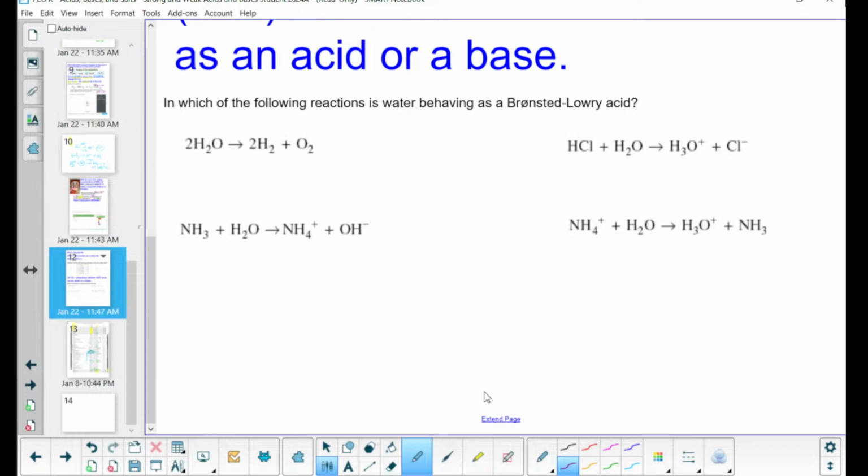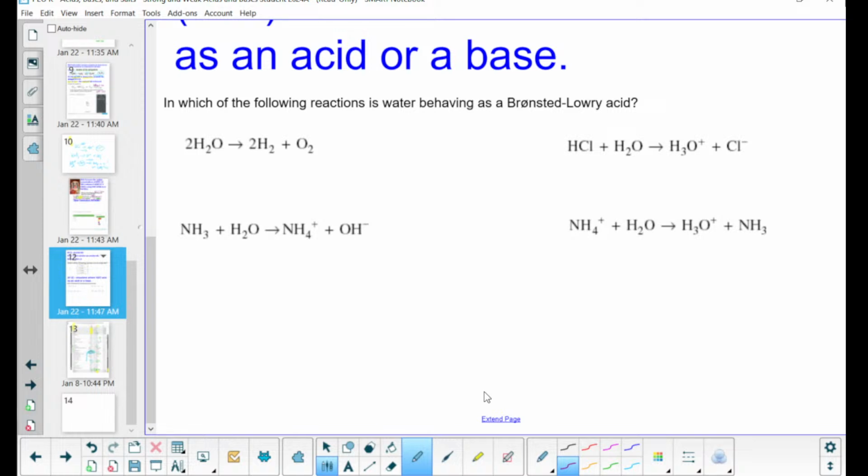So if you're a Bronsted-Lowry acid, what are you doing with your hydrogen? Are you accepting it or giving it away? Giving it away. In which of these is water giving hydrogen away? Is water giving hydrogen away in this one? No. In fact, this isn't even an acid-base reaction. It's decomposition. Is water acting as an acid or a base in here? Base. It's accepting a proton.